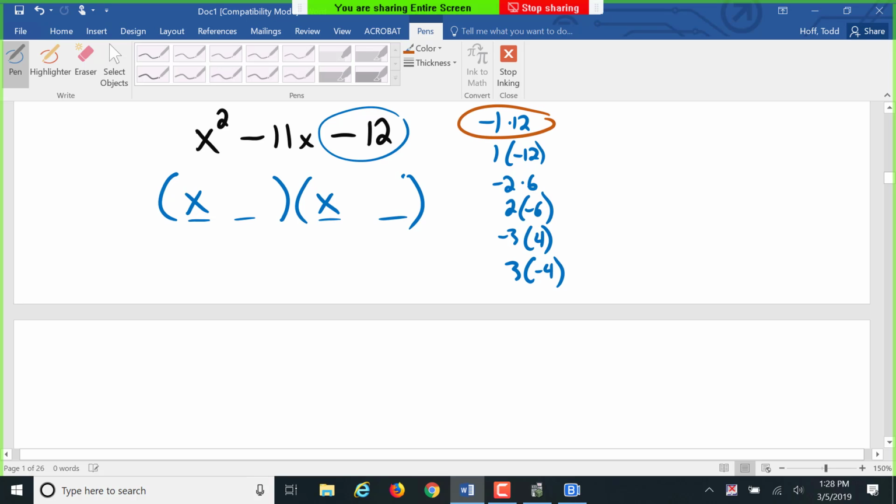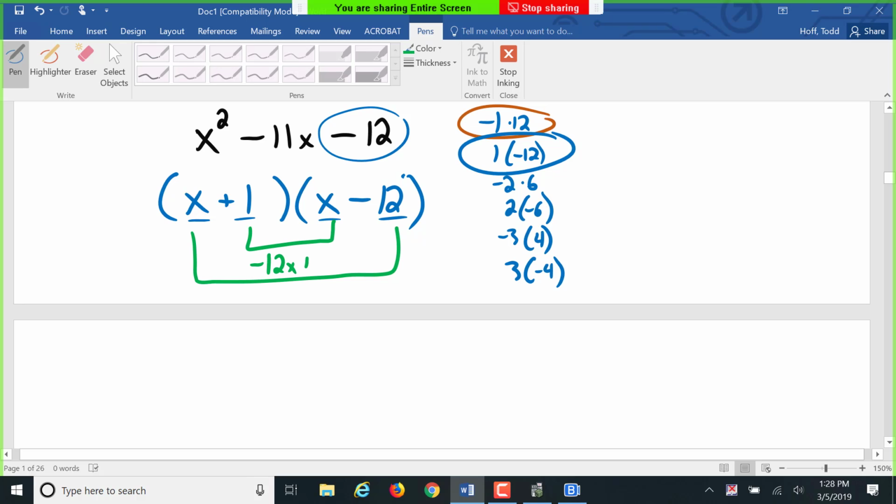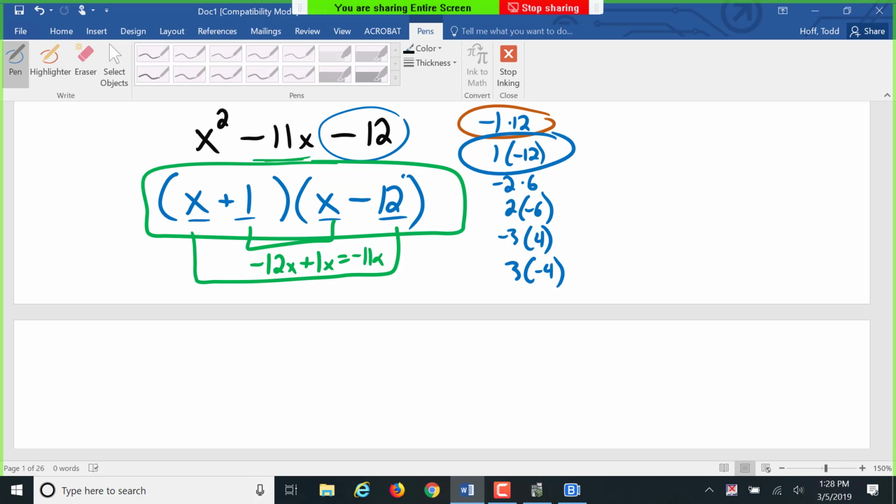Negative 1 times 12? No, which one? The 1 times negative 12. Okay, so positive 1 and negative 12. If we double check that, on the outside we do have x times negative 12 is negative 12x. And on the inside, 1 times x is 1x. What does that add up to make? Negative 11x, which is what we needed for that middle term. So that is correct. X plus 1 times x minus 12.